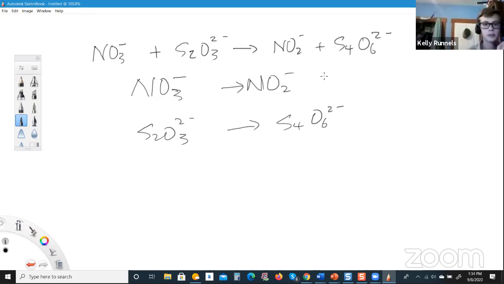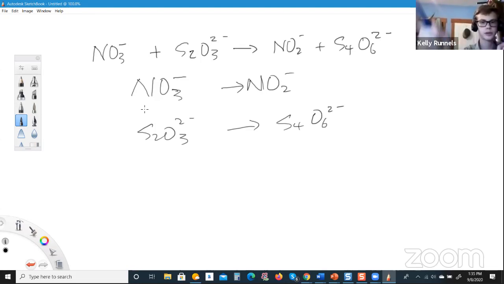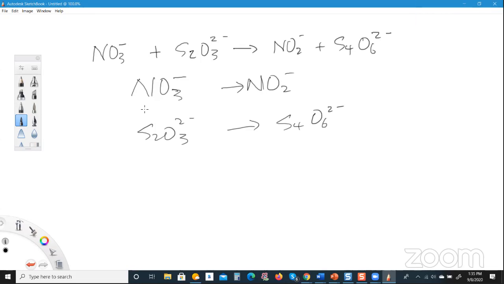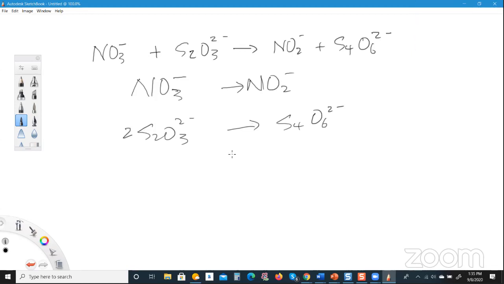I would balance them molecularly. So, you balance all atoms excepting oxygen or hydrogen. The top equation's already balanced. The bottom equation, I would multiply the left molecule by 2. Okay, so far, so good. What's the next step?